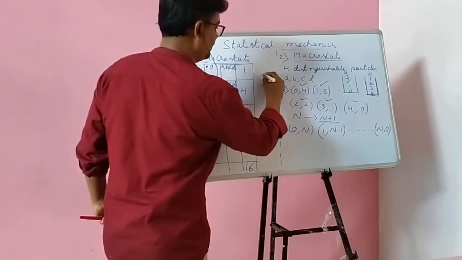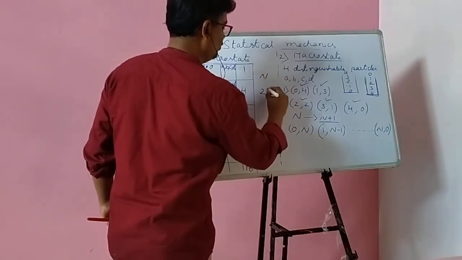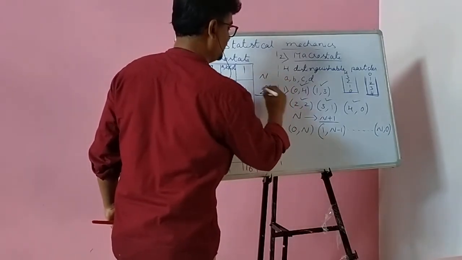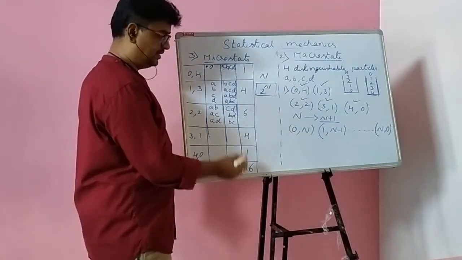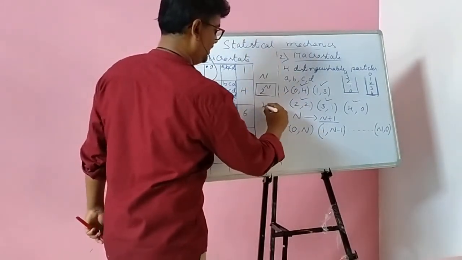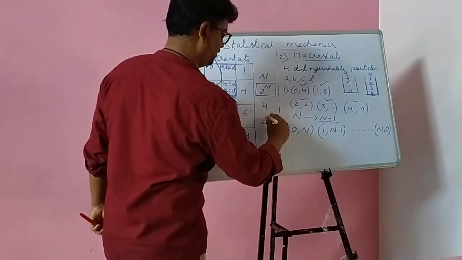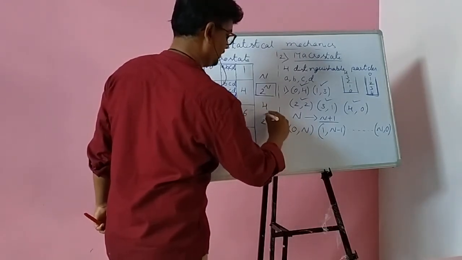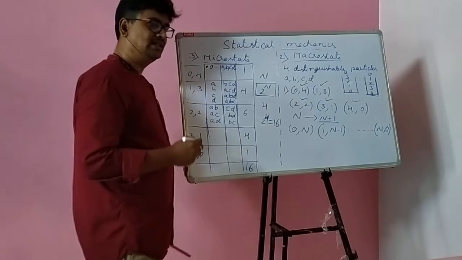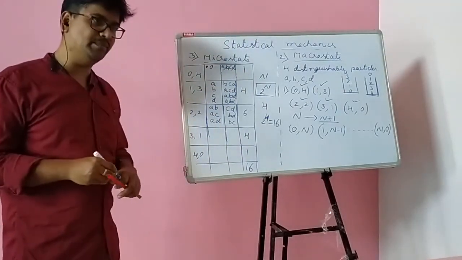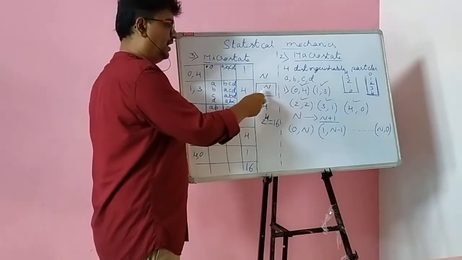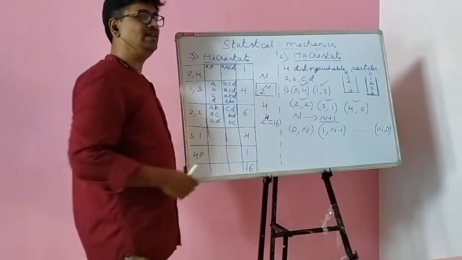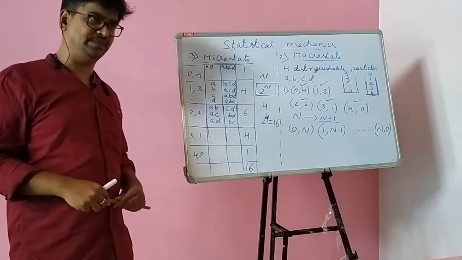For n particles, I can have 2 to the power of n microstates. For 4 particles, 2 to the power of 4 is 16. Similarly, for n number of particles, I can have 2 to the power of n microstates.